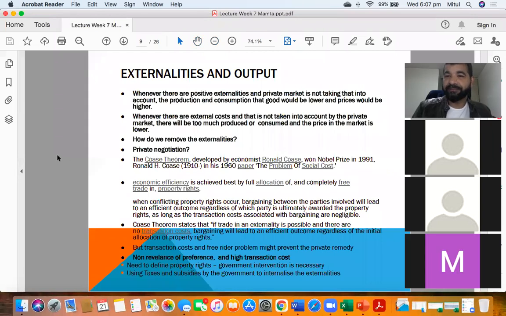That's a negotiation. So this is the theory of the problem of social cost, and Mr. Ronald H. Coase developed these theories.